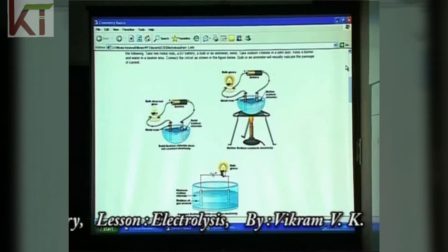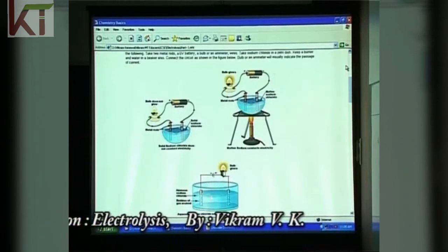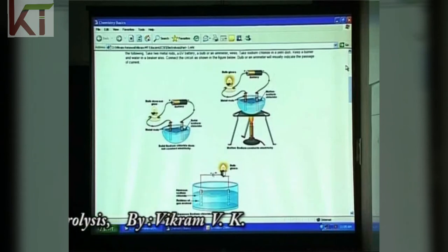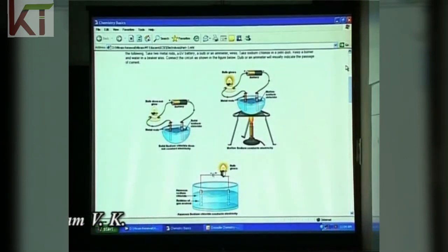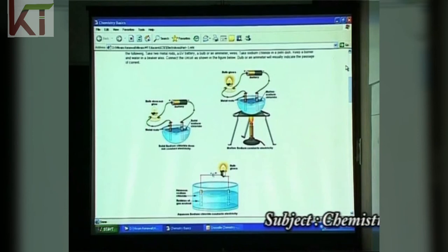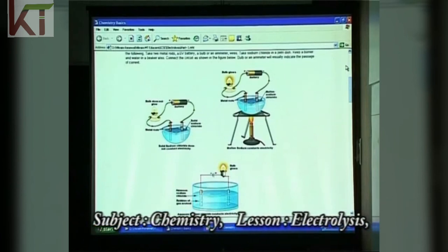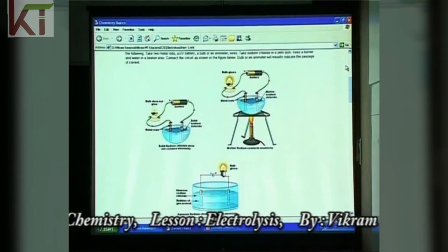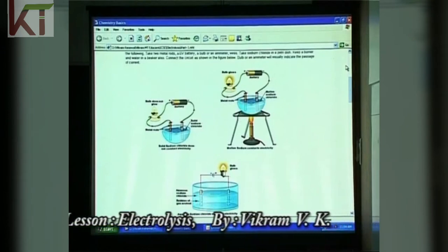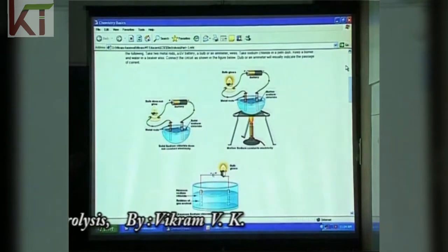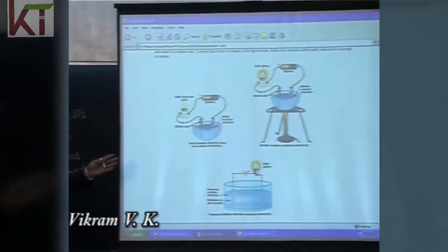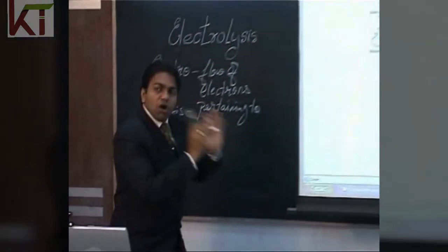Even through aqueous sodium chloride, the bulb glows. That clearly shows that electric current is passing through aqueous sodium chloride and molten sodium chloride, but it does not pass through solid sodium chloride. But the question that comes to your mind: what is this apparatus? How does it work? How is this really working? Because I've directly shown you the circuit. So let us now first understand the basics of electrolysis.